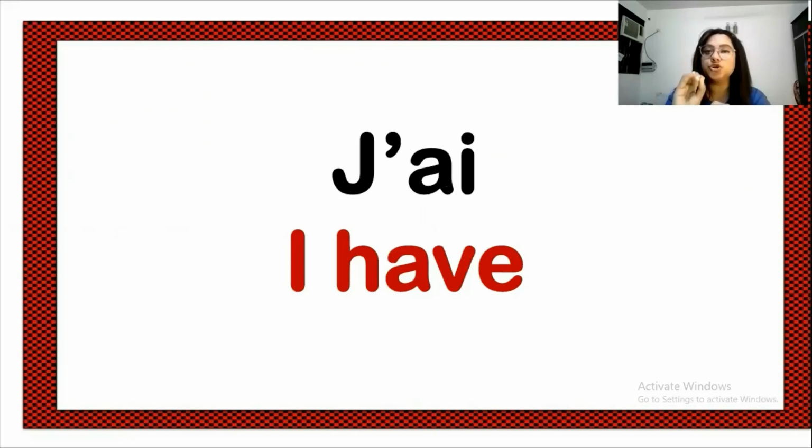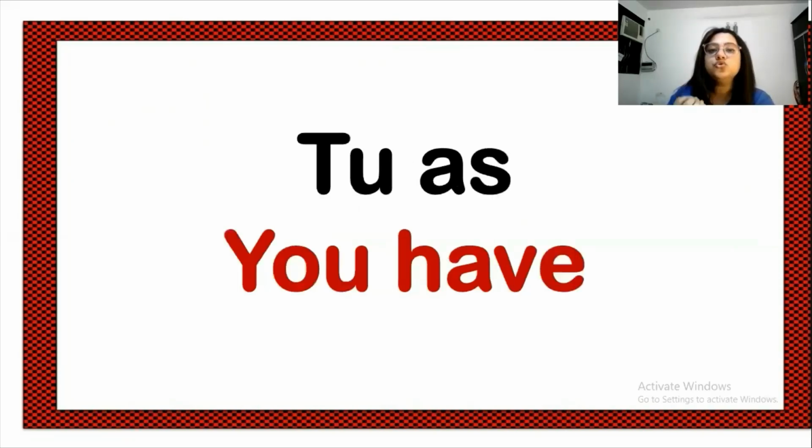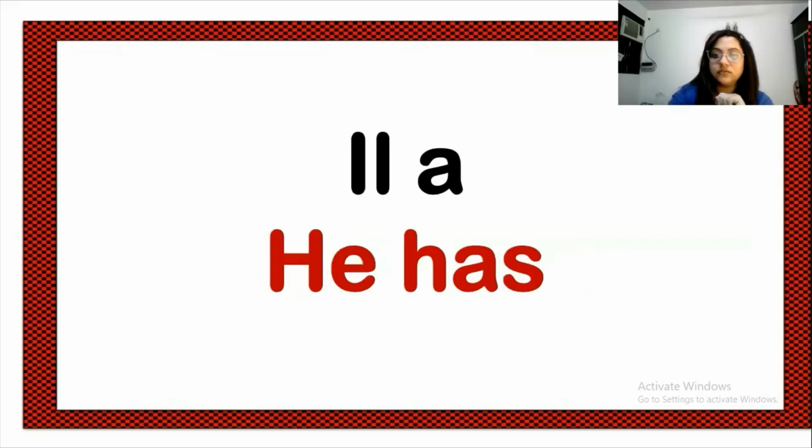Alors, with je, it is j'ai, which means I have. J'ai. Tu as, which means you have. Tu as. Next is il a. Il a.